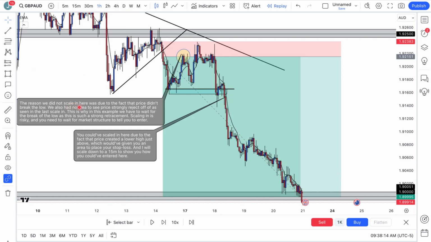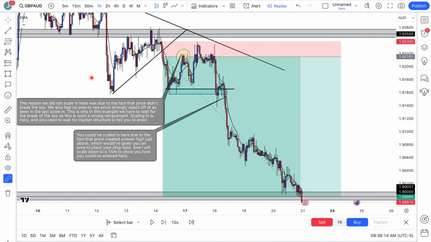The reason we did not scale in here was due to the fact that price didn't break the low. We also had no area to see price strongly reject off of, as seen in the last scale in. This is why in this example, we have to wait for the break of the low, as this is such a strong retracement. Scaling in is risky, and you need to wait for market structure to tell you to enter.